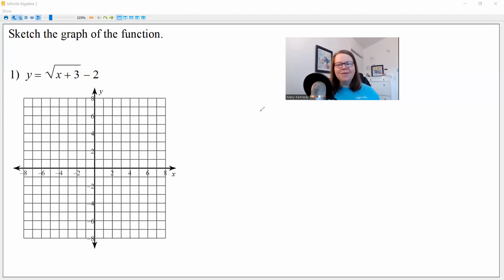Hi guys. So this came in from a student this week who is having to graph without making a t-table. They're expected to be able to look at the function itself and be able to sketch a general graph of this function. So let's take a look at that and get some ideas.